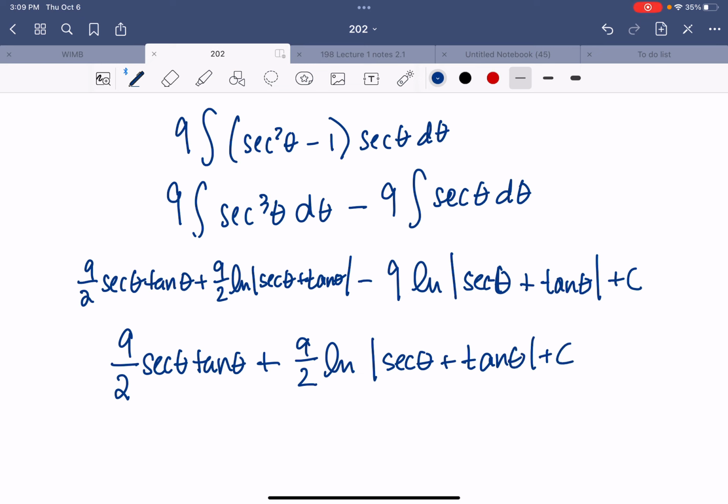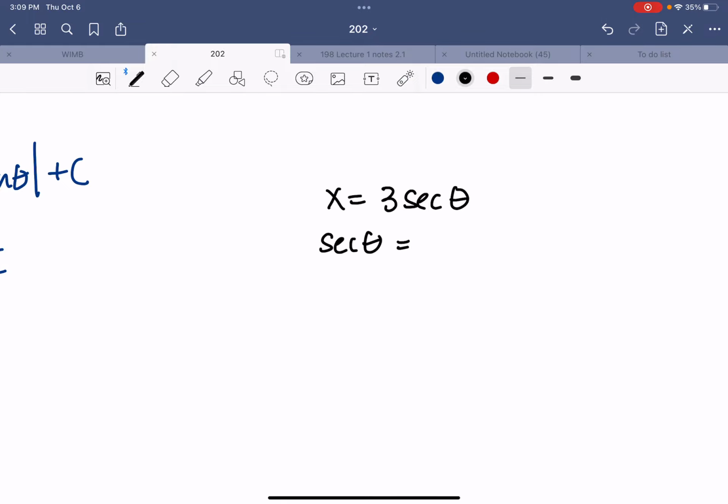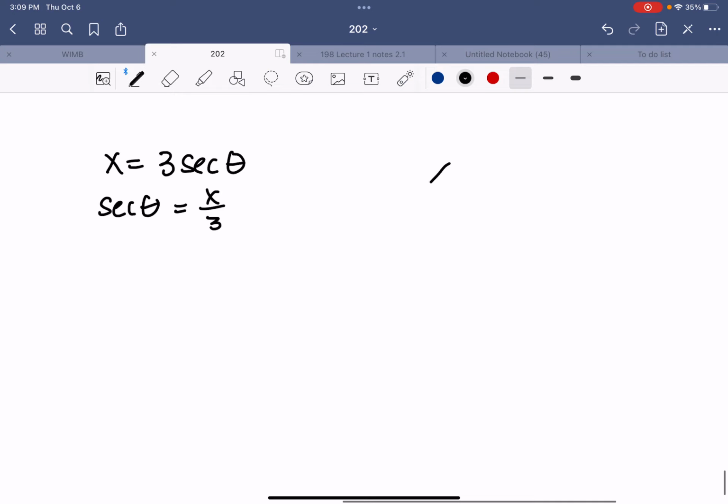We know that we originally made the substitution x equals 3 secant theta. If I divide both sides by 3, that tells me that secant theta is x over 3. So that allows me to replace both of my secant thetas, but I also need tangent theta. In order to get tangent theta, we need to draw a triangle. Secant is hypotenuse over adjacent, so x is the hypotenuse, which is this side, and 3 is the adjacent, which is this one.